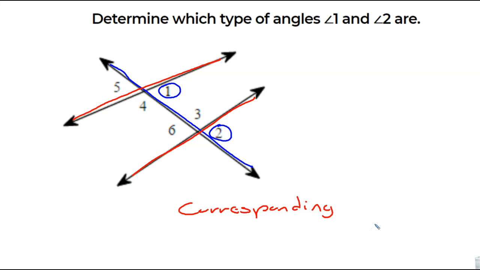And again, what corresponding means is they lie in the same position relative to our intersection. They're both on the lower right.